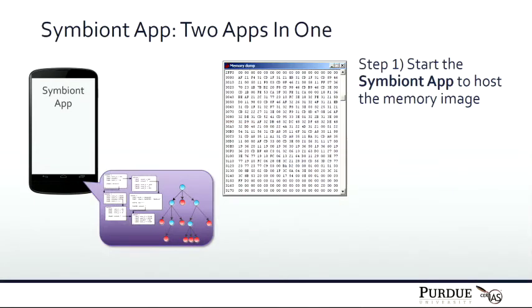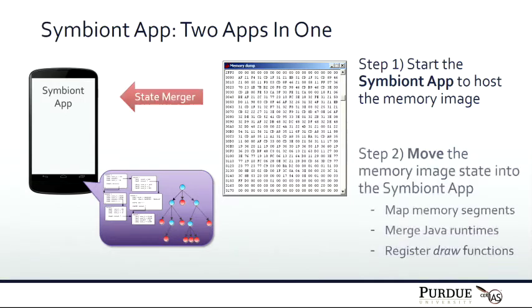So first, the Symbiont App. The Symbiont App is just a minimal Android application with its own runtime environment and GUI that executes all by itself. But this Symbiont App is going to serve as a host for the memory image app's redrawing. So RetroScope is going to move all of the state from the memory image app into the Symbiont App.